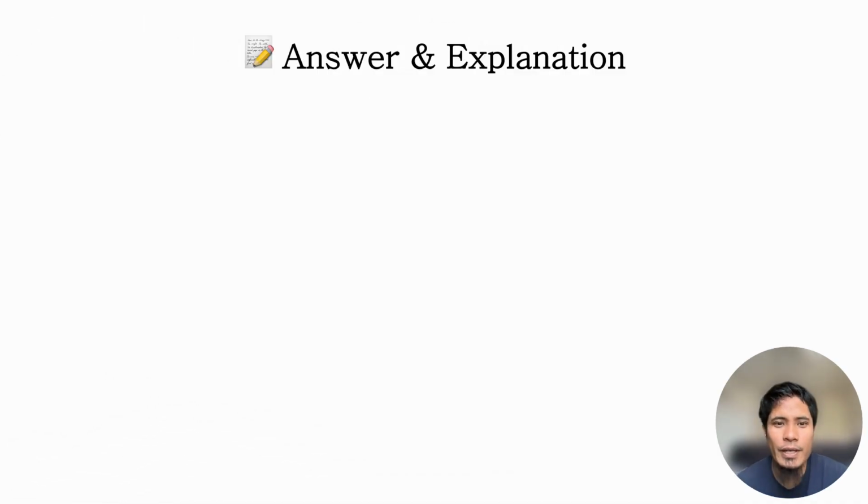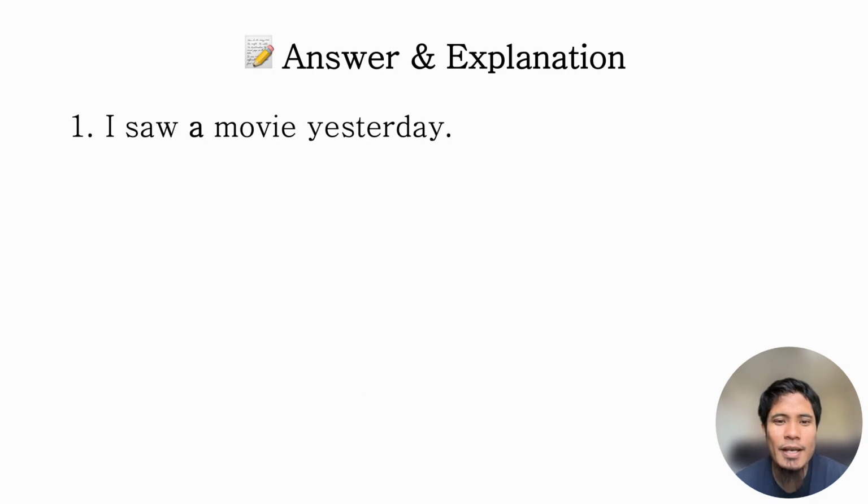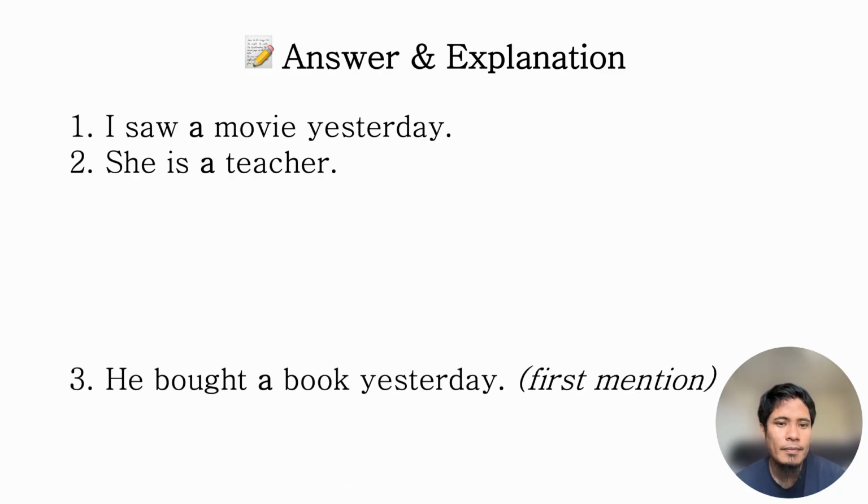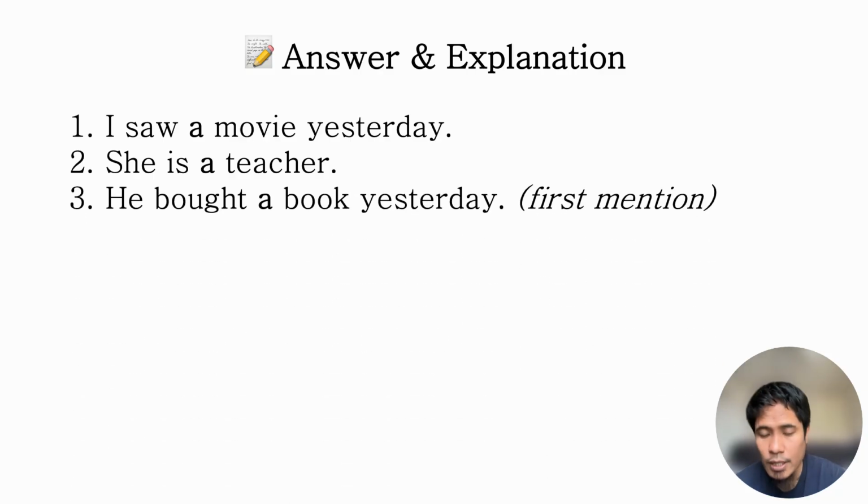Let's go through the answers together and understand the reasoning behind each one. First, I saw a movie yesterday. We use the article a because this is the first time the movie is mentioned and it is not specific. Number 2, she is a teacher. We use the article a because professions in English usually require an article. Third, he bought a book yesterday. Even though this sentence originally used the, it should be the article a because the book is being mentioned for the first time.